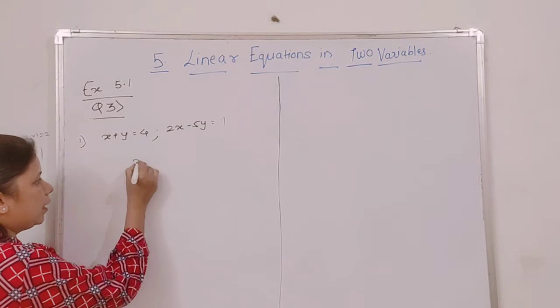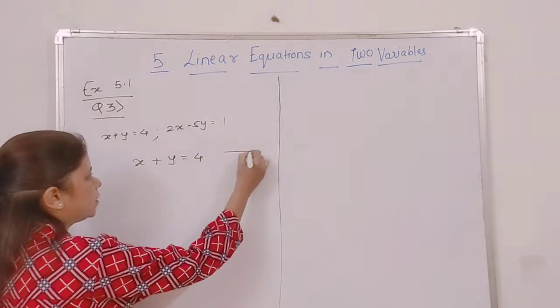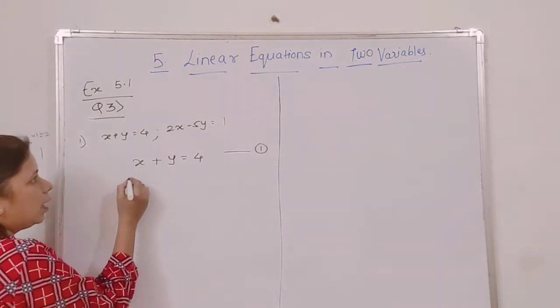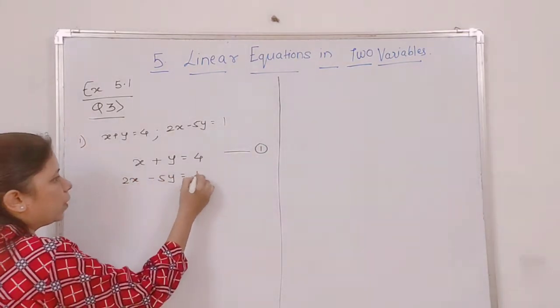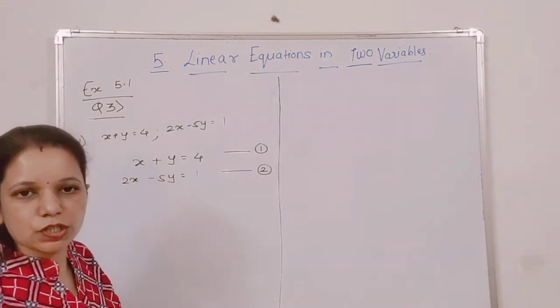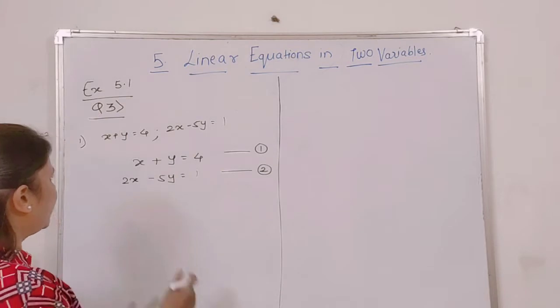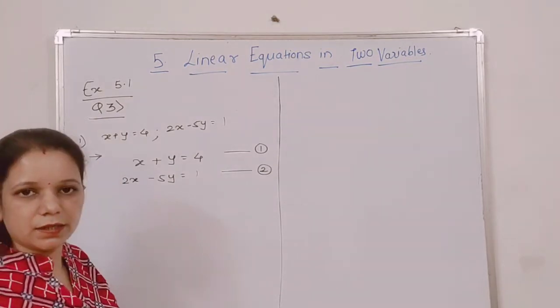So here x plus y equal to 4, and 2x minus 5y equal to 1. This is the correct way of solving it. So I have written both the given equations and I have numbered them. This is the solution which we have started.